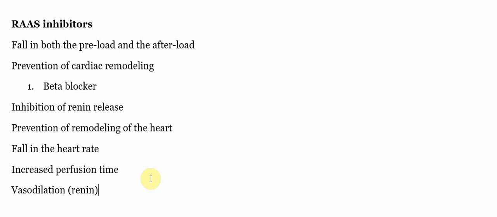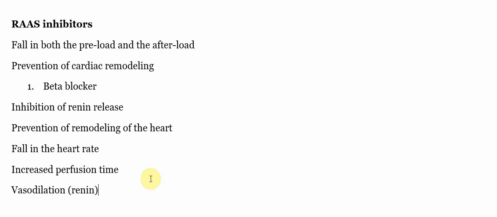Obviously, when we don't have any angiotensin 2, there isn't any vasoconstriction. There's a fall in the afterload, and there is a fall in the preload because there is less water retention and less fluid retention by the kidney, and there is less remodeling because there is less aldosterone getting produced. So these are the effects of the ACE inhibitors and the ARBs, which are angiotensin receptor blockers.